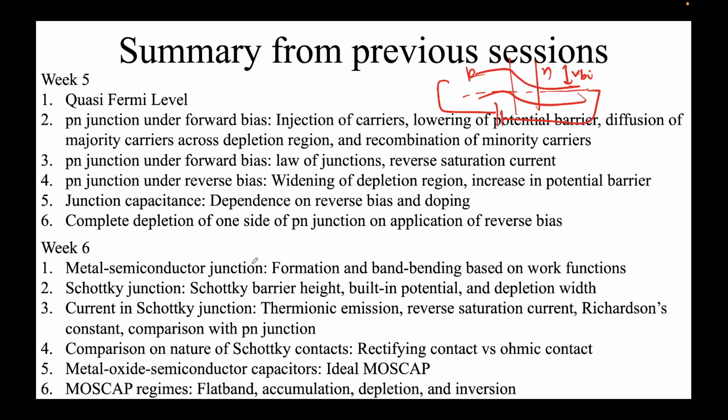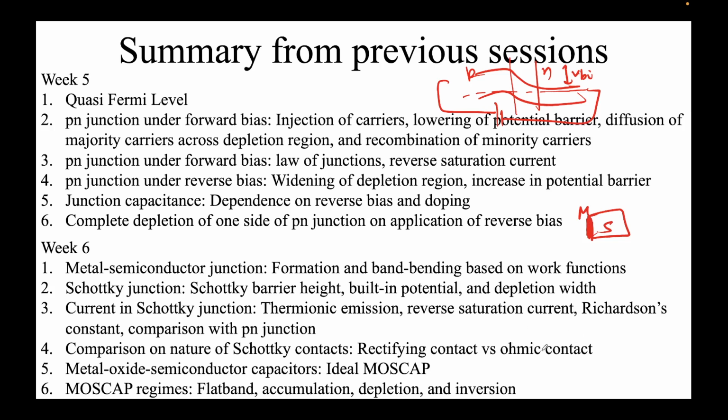Then we saw the second type of junction, which is the metal semiconductor junction, where on one side it's your metal, other side it's semiconductor. Again, the same thing, that you have bending and all, but this time the barrier is called a Schottky barrier height with some built-in potential. And again, the depletion width. The key difference from the PN junction was the mechanism here was not diffusion or drift; it's thermionic emission. And so the reverse saturation current concept remained the same, but it had a different dependence on temperature. We saw their comparison also, and we saw there are two flavors of Schottky contacts, that is rectifying and ohmic.